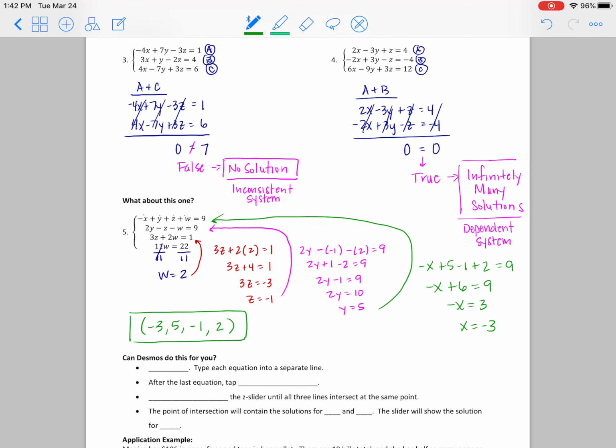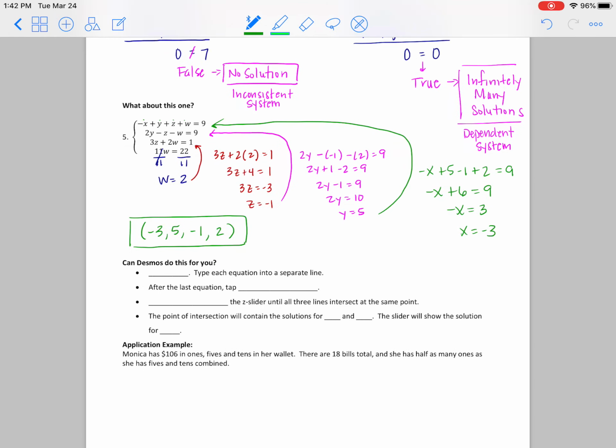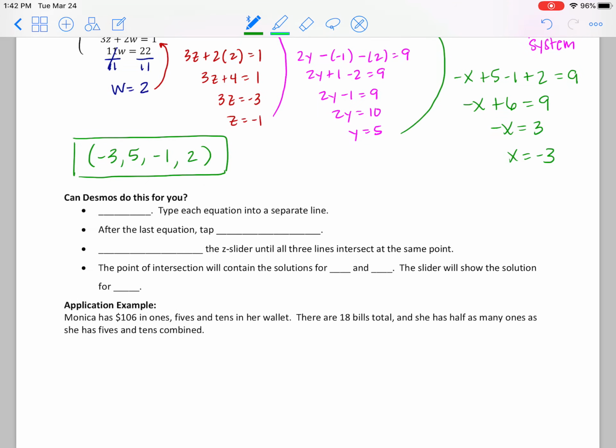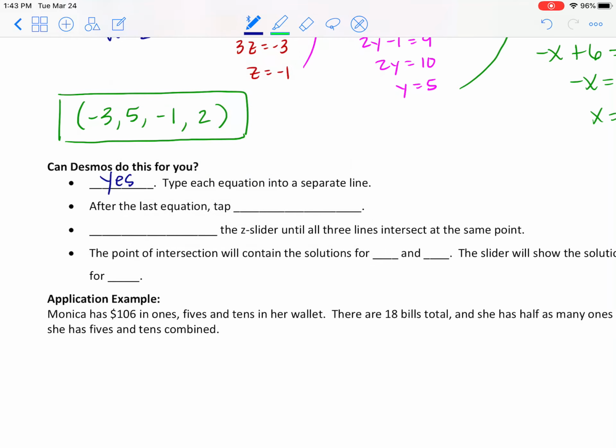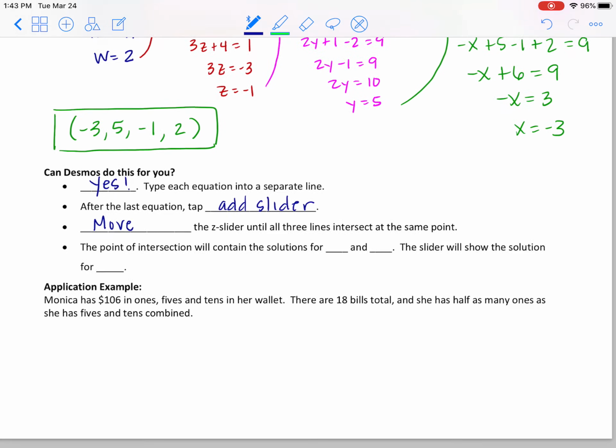All right. So I showed you how to do a lot of this stuff by hand. I guess the question you've probably been waiting for was, can Desmos do this for you? And the answer is, fortunately, yes. Although you have to be a little tricky about it. So you're going to type each equation into a separate line. After the last equation, you're going to hit add slider. And don't worry, I'll show you this in a second. And then you're going to basically move the slider around until all 3 lines intersect.